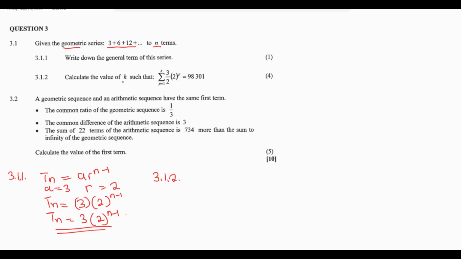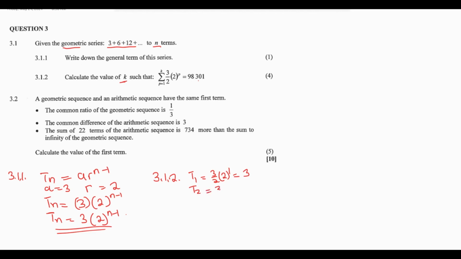312. Calculate the value of k so that this geometric series adds up to 98,301. Right? What do we need to do here? We can find our first term, second term, third term. Then T1, so we say 3 over 2, then 2 to the power 1, which will give us 3, right?